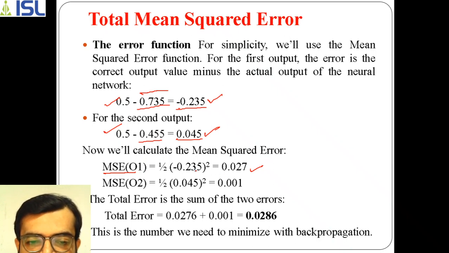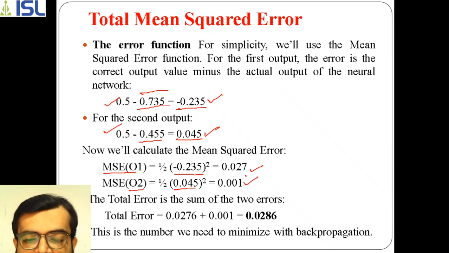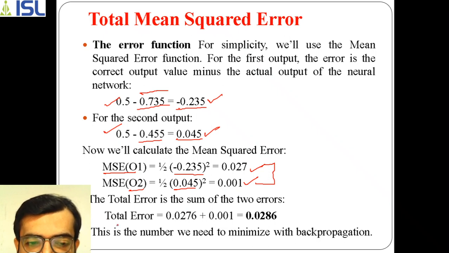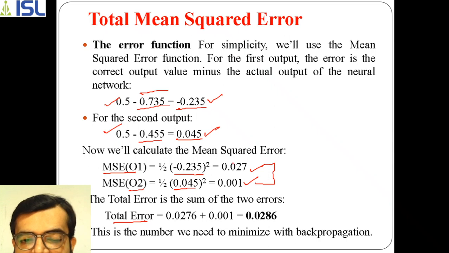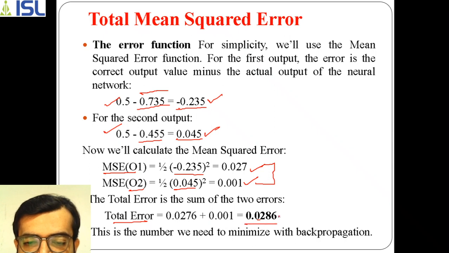So in this way you need to calculate this. How will you get this value? You will get it by calculating the difference between the expected and actual output. Here also for output 2 you get 0.05 whole square by 2, which is 0.001. Now we need to add these two values. What I have got is 0.027 and 0.01. In order to calculate the total error I have to sum the two errors, because there are two output values, that's why we add their values. So if I add them, finally I'll get the total error as 0.0286.